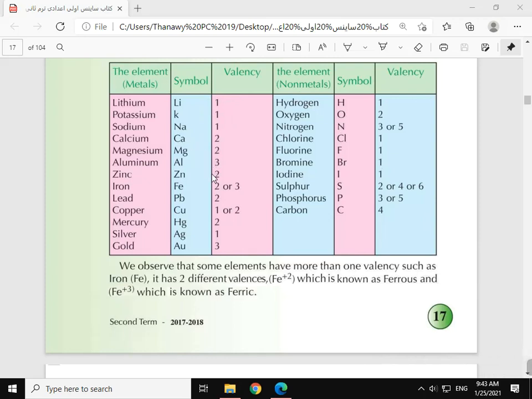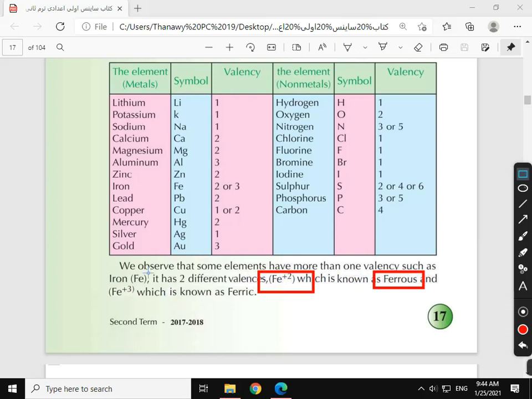Aluminum is trivalent. Zinc is divalent. And we have some elements that have different valences, like iron, which has 2 and 3, or divalent and trivalent. But the name of the iron changes from divalent to trivalent. In case of divalent, iron is ferrous, and in case of trivalent, iron is ferric.